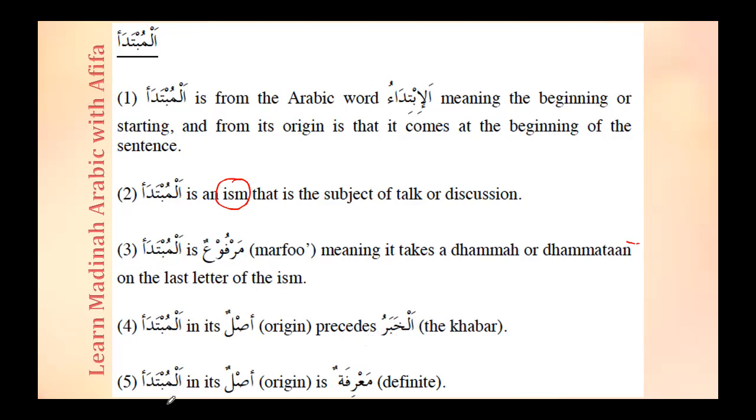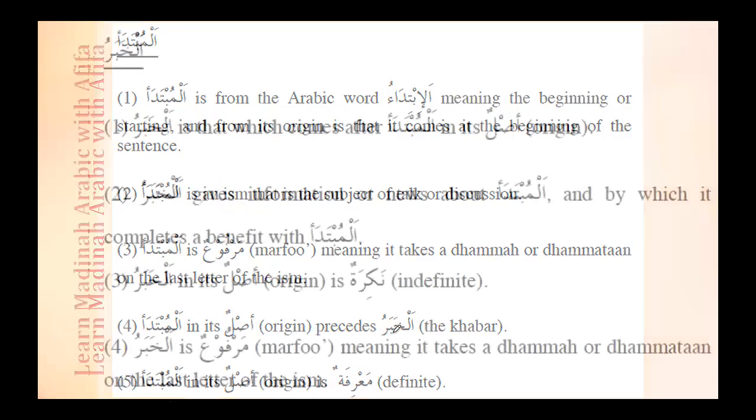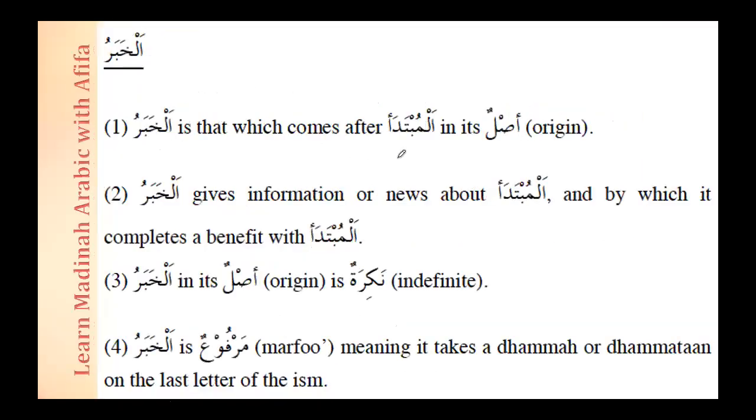Okay? So al-mubtada'u is ma'rifatun, meaning it is definite. So the khabar is that which comes after the mubtada, in its original form. The khabar gives information or news about the mubtada and by which it completes a benefit with the mubtada. So al-khabar is nakira, is indefinite. Khabar is marfu'un. So again, it takes a dhamma or a dhammatan. One dhamma or two dhammas.